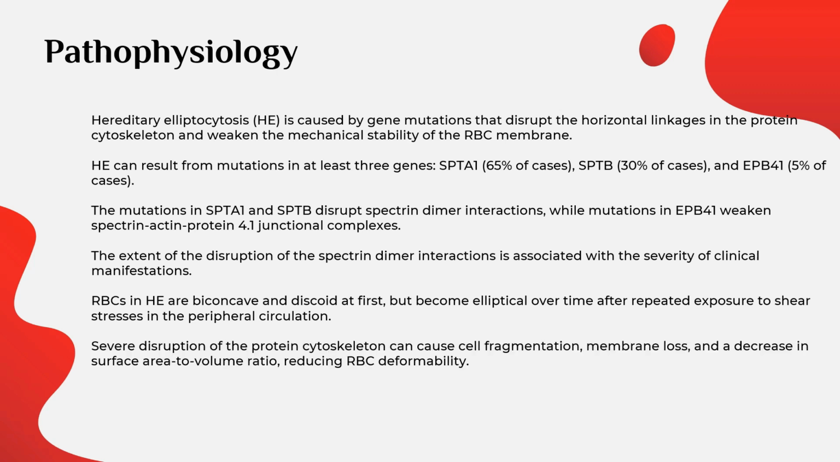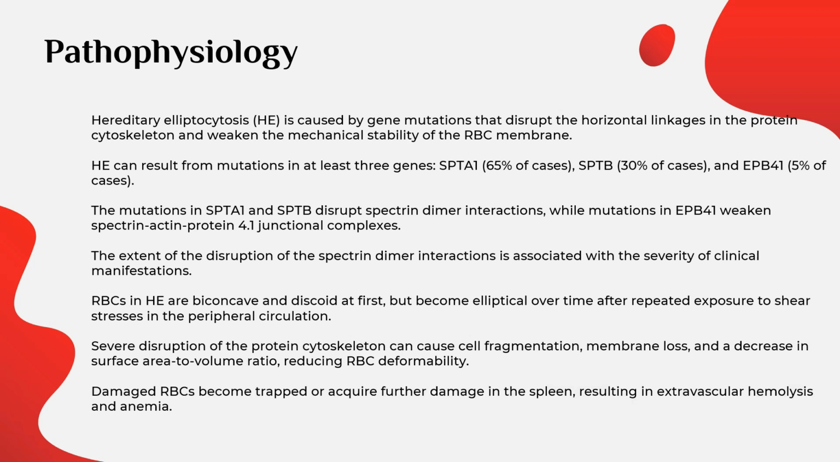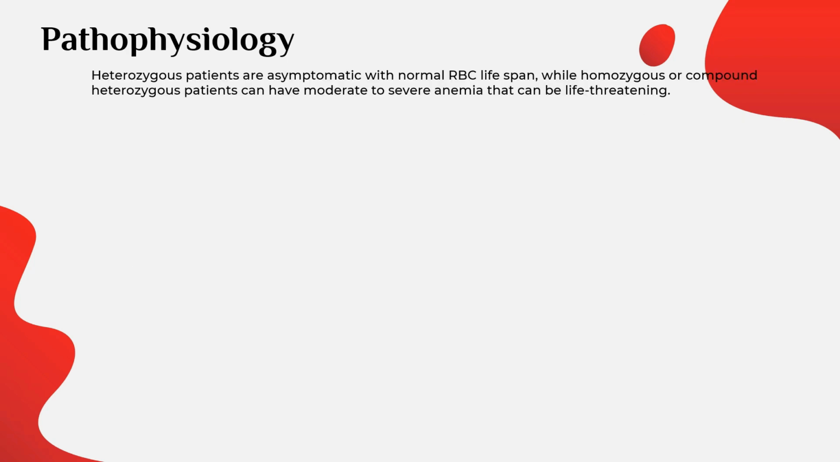Severe disruption of the protein cytoskeleton can cause cell fragmentation, membrane loss, and a decrease in surface area to volume ratio, reducing RBC deformability. Damaged RBCs become trapped or acquire further damage in the spleen, resulting in extravascular hemolysis and anemia. Heterozygous patients are asymptomatic with normal RBC lifespan, while homozygous or compound heterozygous patients can have moderate to severe anemia that can be life-threatening.